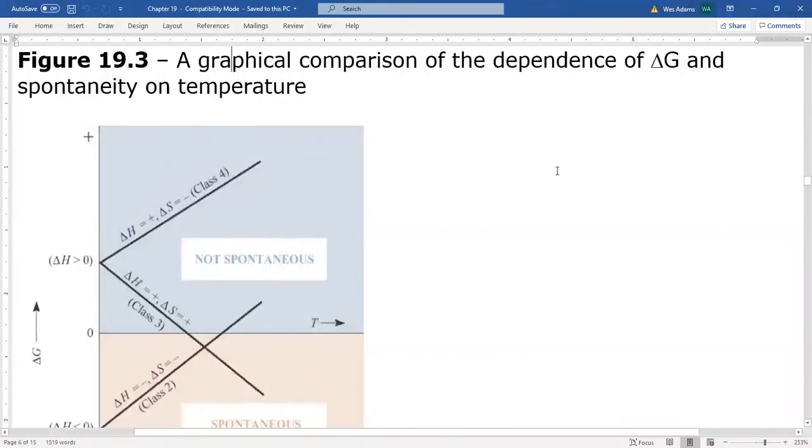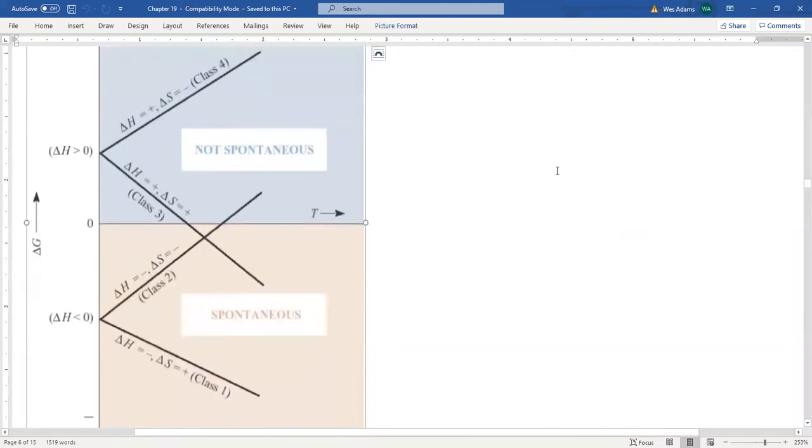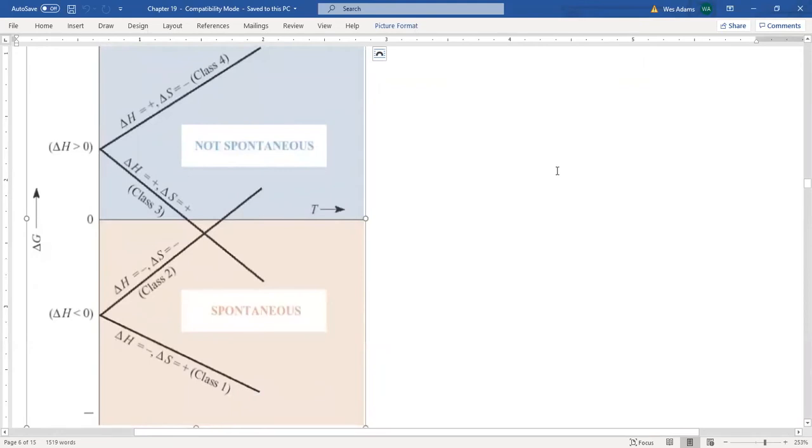So let's look at a graphical relationship of that where the delta H and the delta S are related. It's non-spontaneous in the blue section and spontaneous in the pink section. So if delta H is positive, it tends to be non-spontaneous. In the case where the delta H is positive and S is negative, that fourth case where they're both not favorable, it's going to be non-spontaneous at all temperatures. But if the entropy is positive, if I get the temperature high enough, it will cross into spontaneous territory eventually.